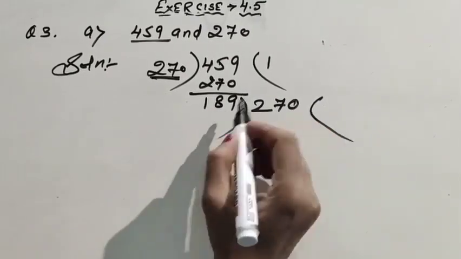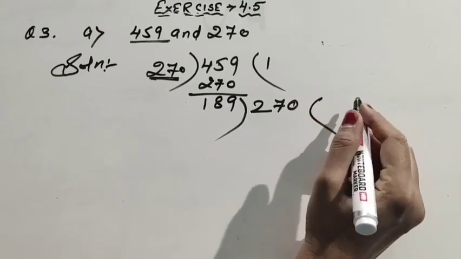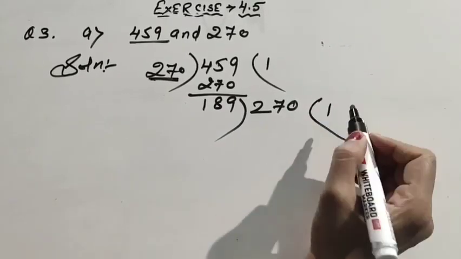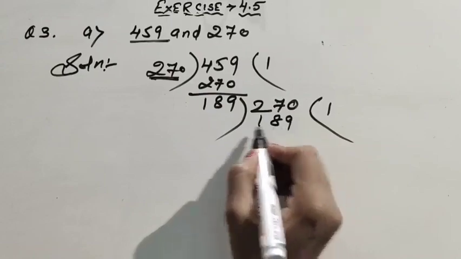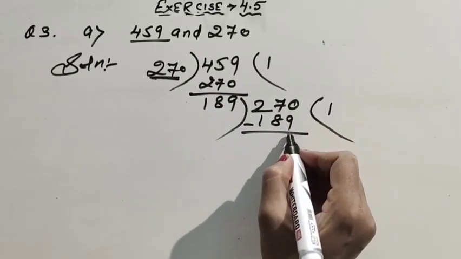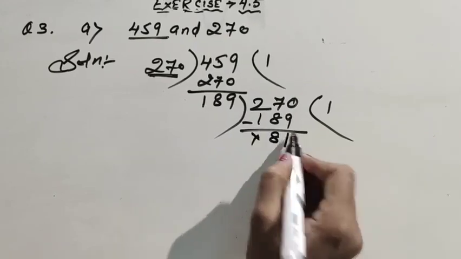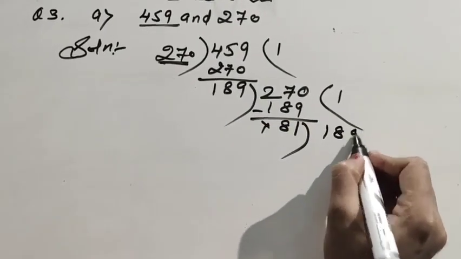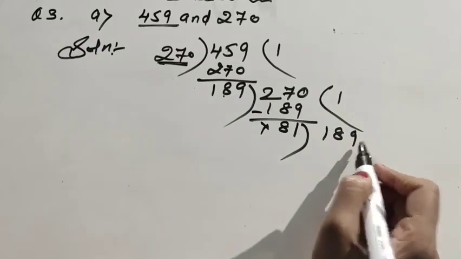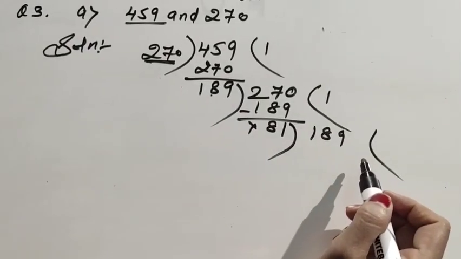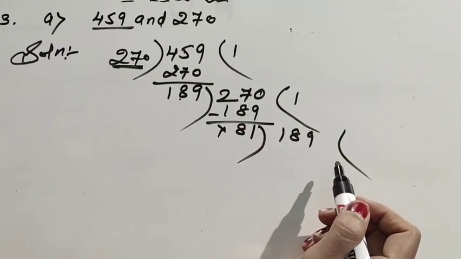Now 189, we can go with 1 time. Again subtract: 270 minus 189 is 81. This 189 we will write here. Now we will go with the 2 times.